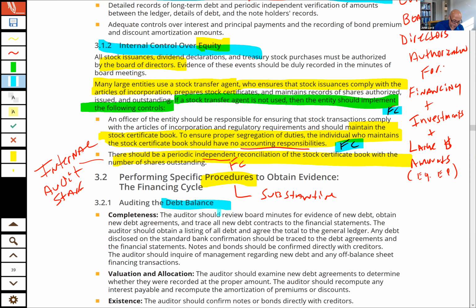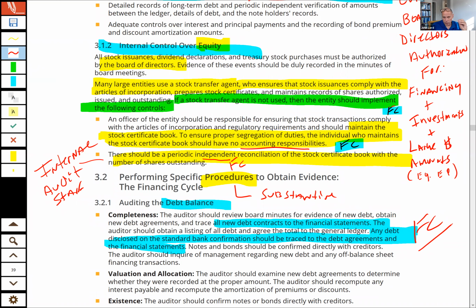Okay, and notice we put completeness first, and we say all new debt contracts need to be taken back to the financial statements. Okay, also notice that any debt disclosed on the bank standard confirmation form should go back to the financial statements. I don't know if you've noticed a pattern with the way I describe this stuff. When the book calls out the word trace and the book calls out the word vouch, they are generally using trace for completeness and vouch for existence.